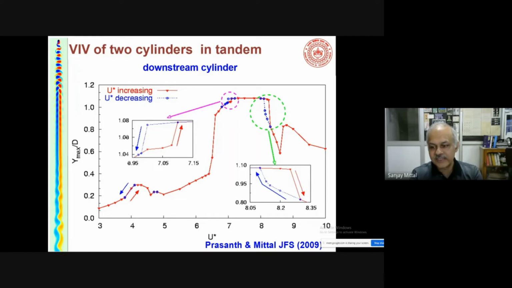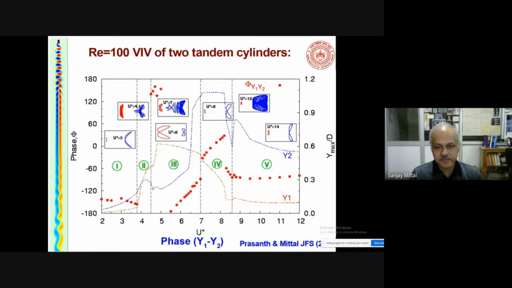And this is just Reynolds number 100. So what to speak about higher Reynolds number, they could be extremely devastating. So we tried to understand the flow in terms of the phase between the oscillations of the upstream and the downstream cylinder. So Y1 is the time history for the upstream cylinder, Y2 is for the downstream, and then the phase between them. It can go all the way from minus 180 to 180.